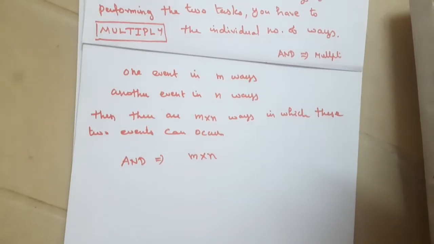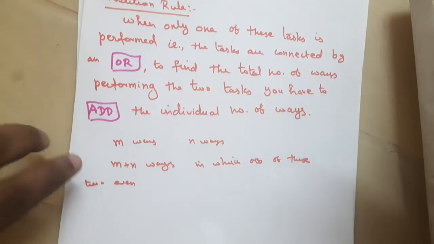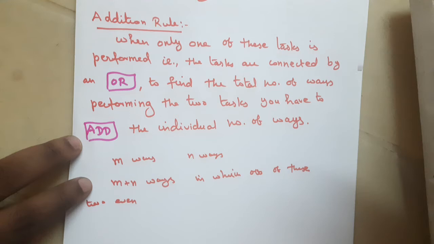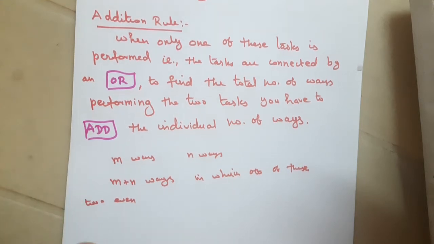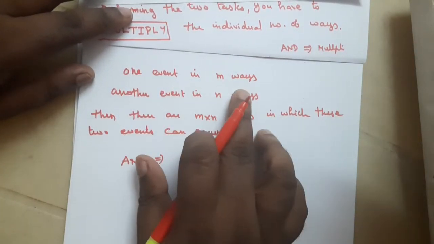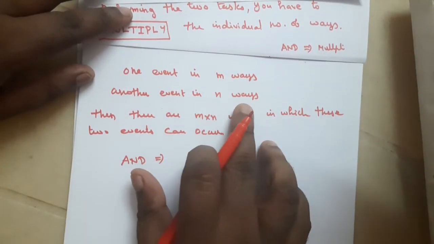Okay, the second principle is called the addition rule. When only one of these tasks is performed, that is, the two tasks are connected by the word or, then to find the total number of ways of performing the two tasks, you have to add the individual number of ways. The same thing: suppose one event occurs in m ways and another event occurs in n ways.